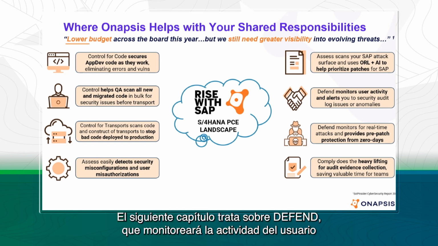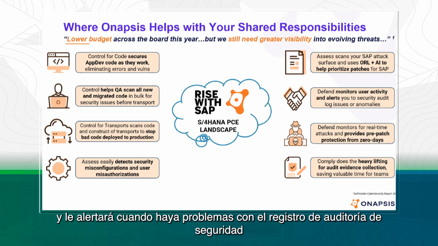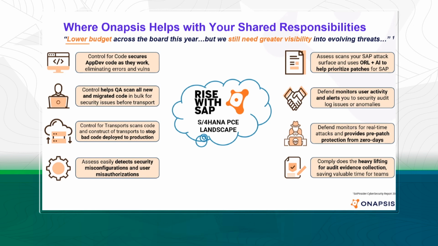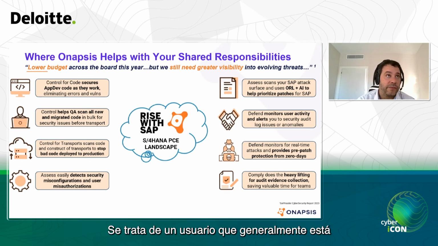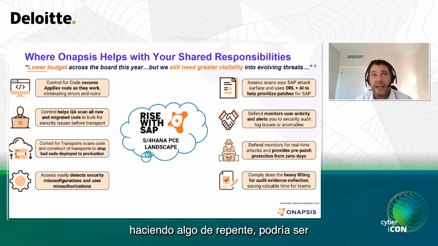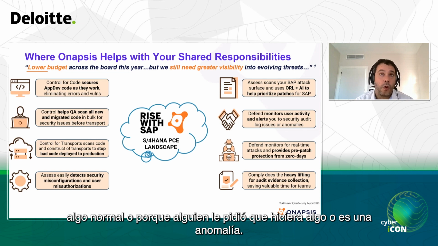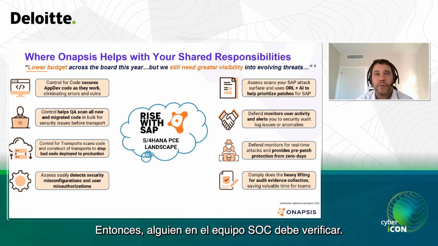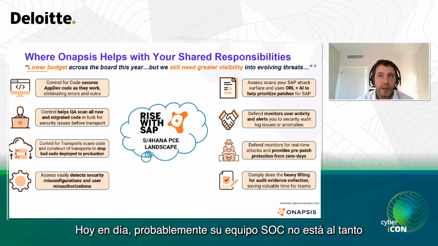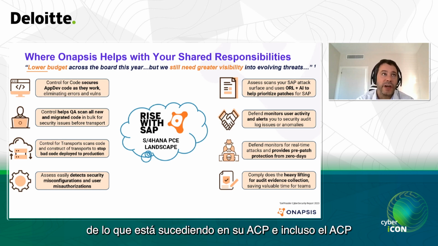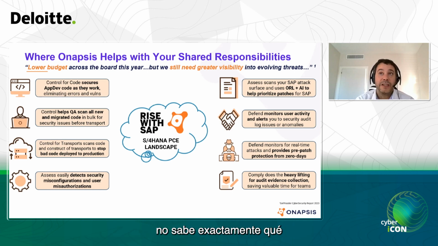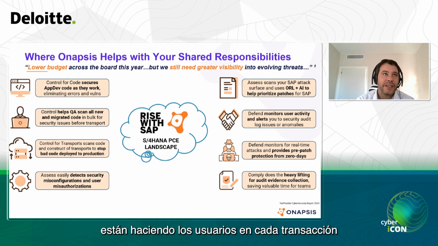Defend. Next two chapters are about Defend, which will monitor user activity and alert you when there are issues or anomalies in the security audit log. For example, a user which usually is doing A, suddenly is doing B. It could be something that is normal, because somebody asked him to do something, or it's an anomaly. So somebody in the SOC team should check. Nowadays, most probably your SOC team is not aware of what's going on in your SAP, and even the SAP team doesn't know what exactly the users are doing in every transaction.